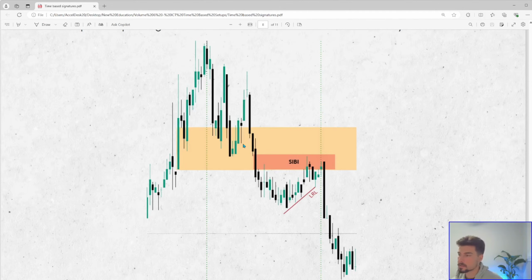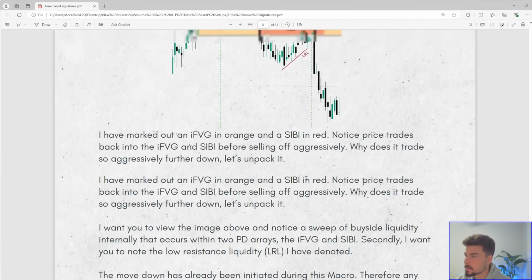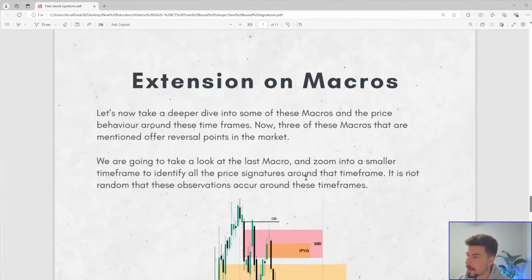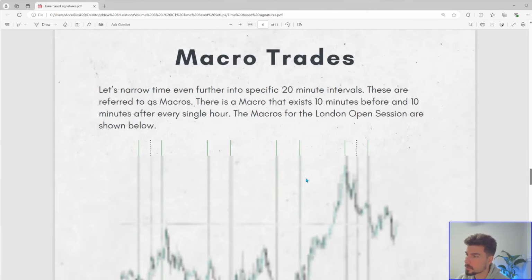And then based on those things, you can either take partials, close your trade, or mitigate your risk. So that's really important. So hopefully you guys got something from that. That is just solely for the London session and just a few examples of how you can use macros, silver bullet windows, or even the London Open session to phrase those high probability trades.